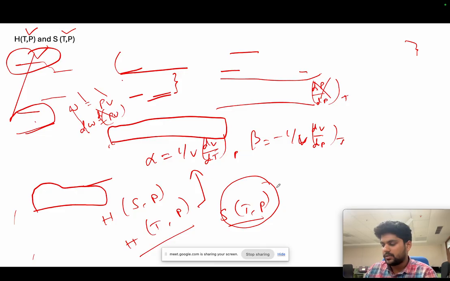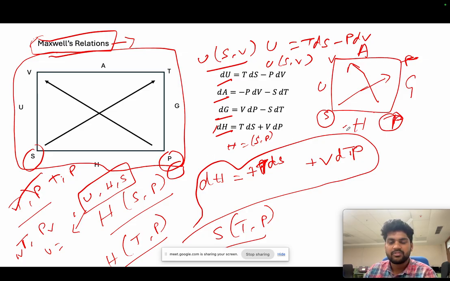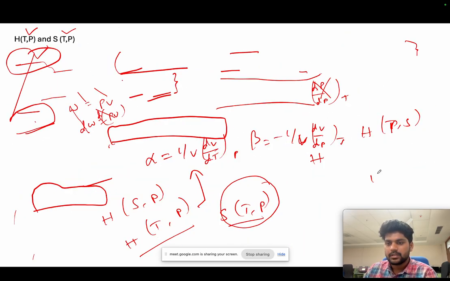Now in the last class we also discussed this one. We all know that H is a function of P comma S. But suppose I did the experiment with T comma P, how do I calculate H? There are two ways to calculate it. I will show you the first way, which was done previously.